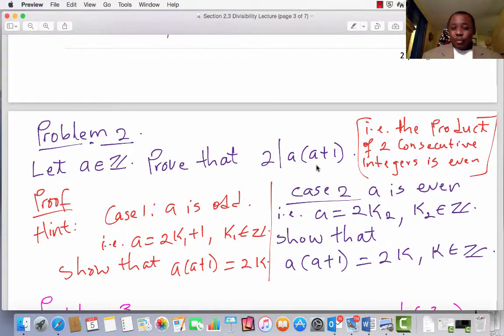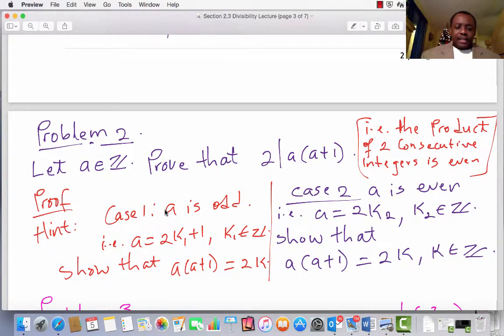As a matter of fact, I want you to try proving that 3 divides A times A plus 1 times A plus 2. And while you are at it, prove that 4 divides A times A plus 1 times A plus 2 times A plus 3. Beautiful concept. I'm going to give you the hint. It's a beautiful concept, very easy to prove. So I'm going to leave it as an exercise for serious students. But let me give you hints.